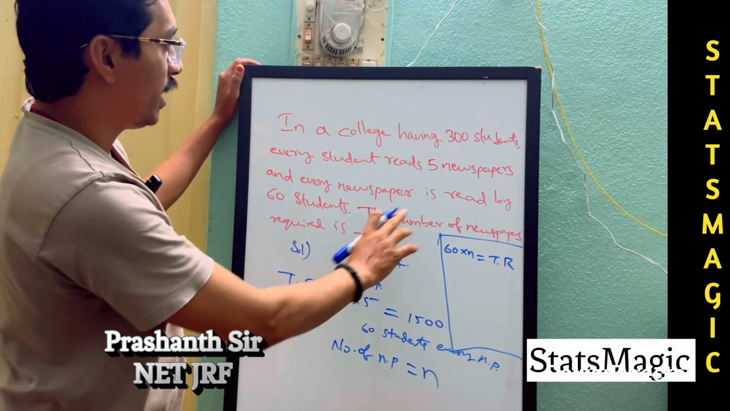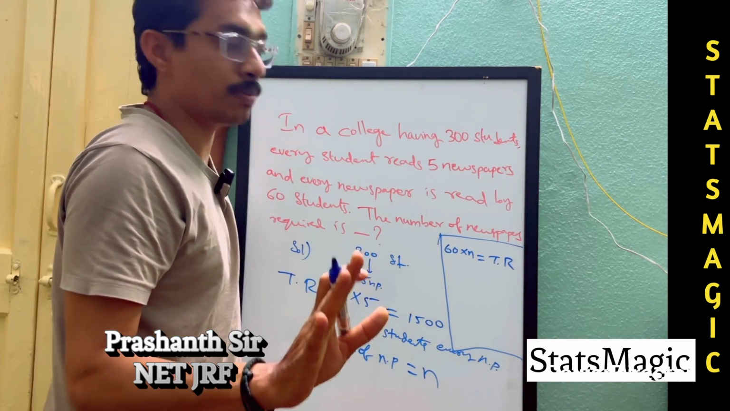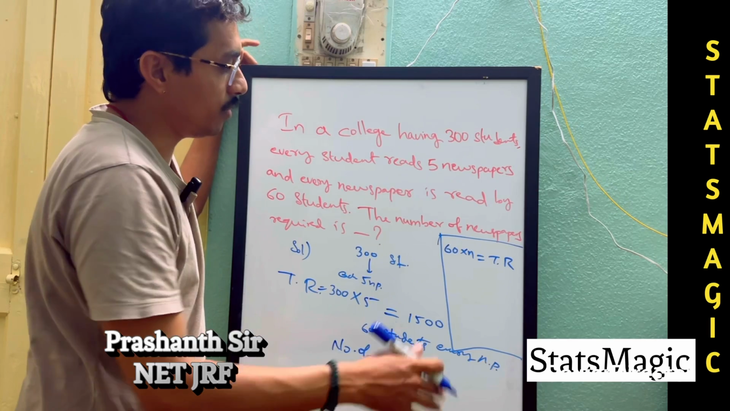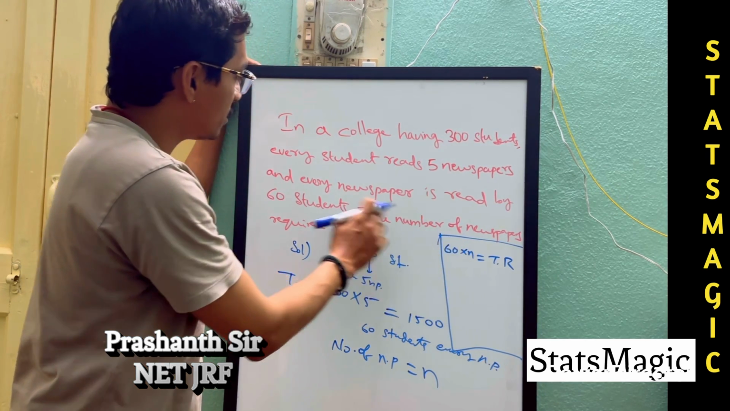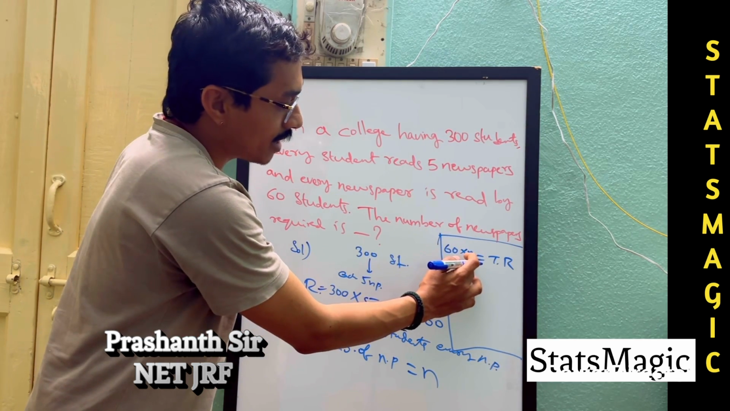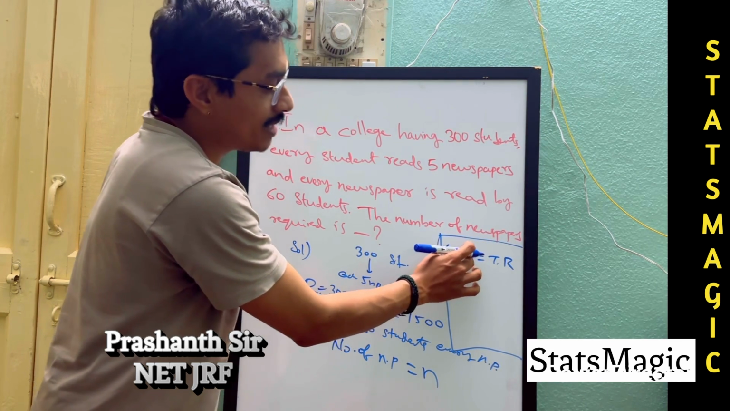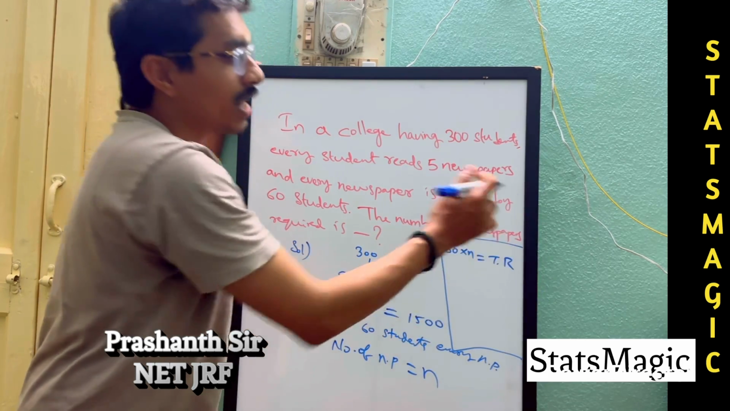Every newspaper is read by 60 students. We want the number of newspapers, so let us take the number of newspapers as n, x, y, whatever you can give. I am taking it as n. That means n newspapers are there, and every newspaper is read by 60 students. That's why 60 into n comes as total readings.